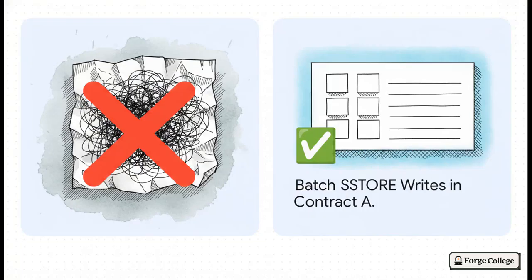Just look at the contrast between a vague, completely useless suggestion and a highly specific entry. Writing something like, fix the gas in the contract, is a total nightmare for whoever inherits your code base. I mean, where do you even start? But a precise entry, like batch SSTORE writes in contract A's update all function, now that is an actionable title that a developer can immediately understand, trace, and implement. Honestly, it's night and day for the engineering workflow.